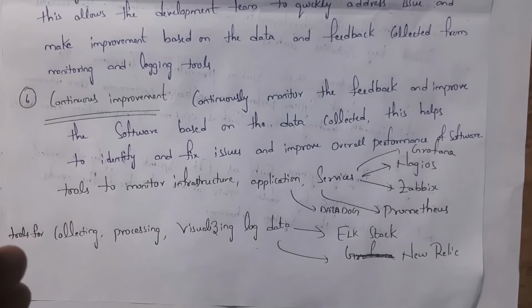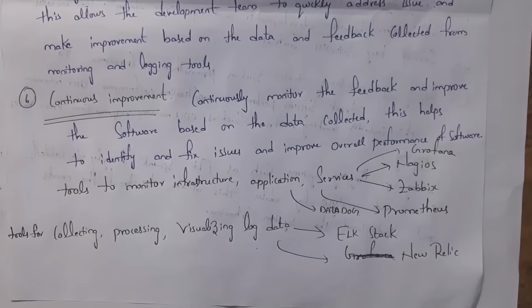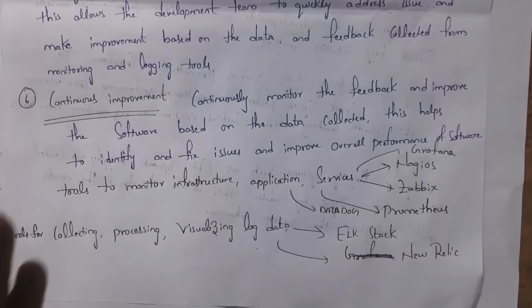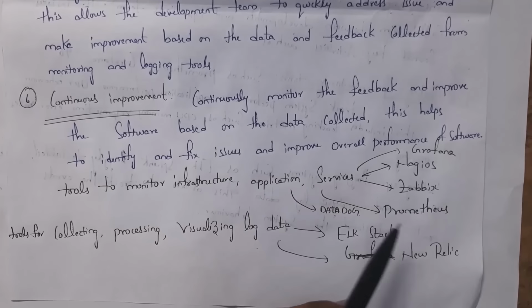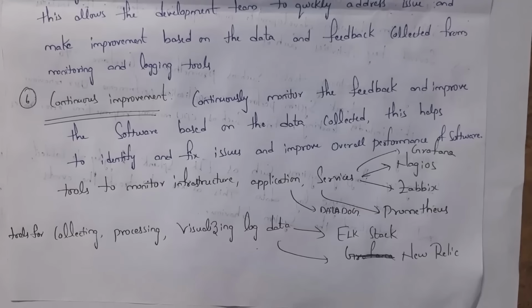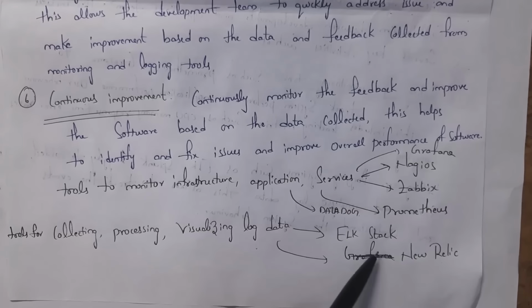And last one is continuous improvement. So if we continuously monitor our software and take feedback, we can easily fix that issue and we can improve our software performance. These are various kinds of monitoring tools. They are Grafana, Nagios, Prometheus, Datadog, etc. And whereas for data visualizing, we'll use tools like ELK Stack, New Relic, etc.